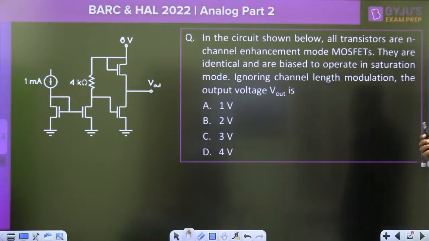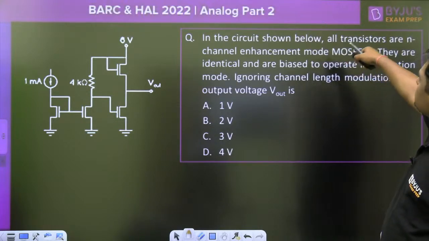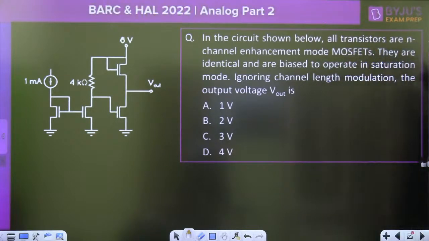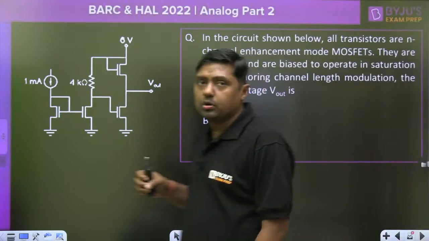In the circuit shown below, all the transistors are N-channel enhancement mode MOSFET. They are identical and are biased to operate in saturation mode.